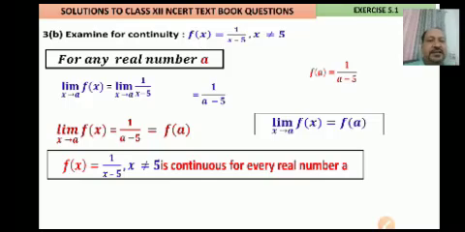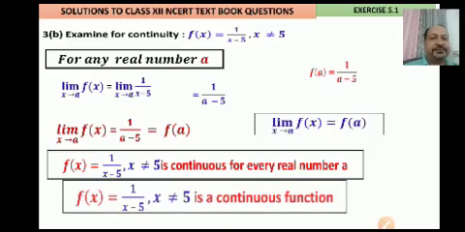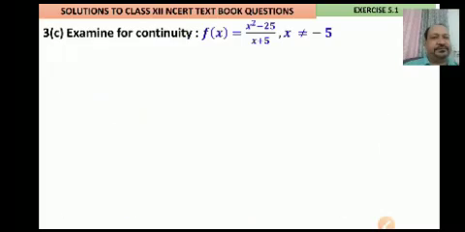So f of x equal to 1 upon x minus 5, when x is not equal to 5, is continuous at every real number a. So f of x equal to 1 upon x minus 5, x not equal to 5, is a continuous function. Question number 3C.